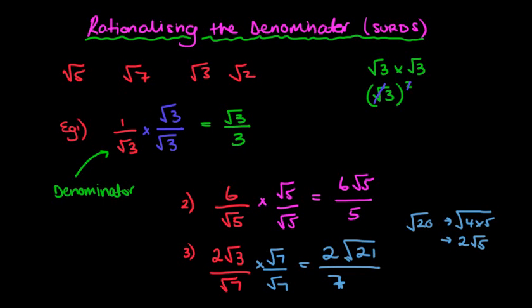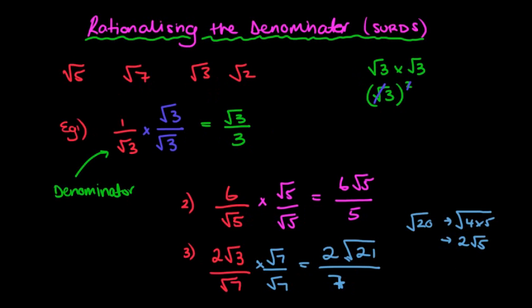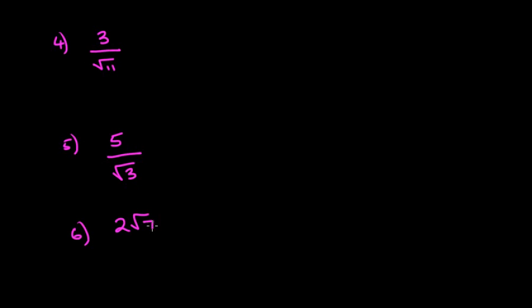Okay, what I'll do is write a couple of examples down here. So that was example 3. Okay, so example 4, have a go at these. We're going to do 3 over root 11, 5 over root 3, and the last one we'll do 2 root 7 over root 2. Have a go at those three.